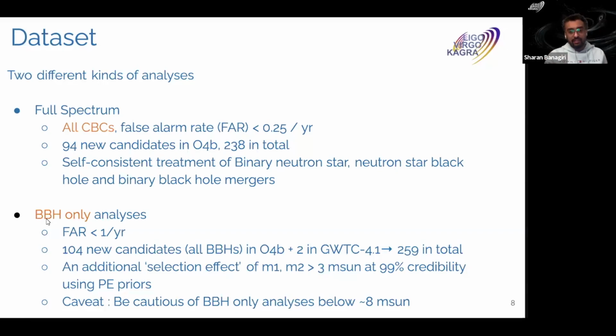And this is motivated by the fact that we have more binary black hole mergers than all of the other candidates. So we have significantly more binary black hole mergers. And in the binary black hole merger only analyses, we impose an additional selection effect of requiring that the masses of our component binaries are greater than 3 solar masses.